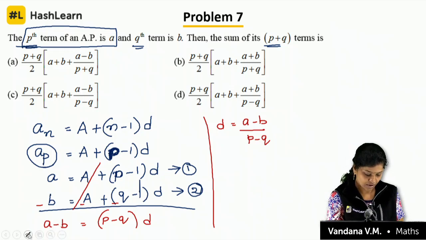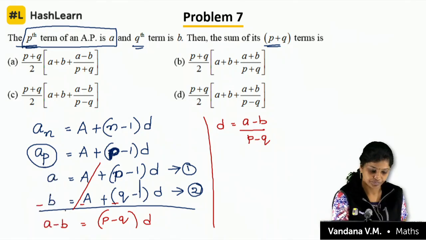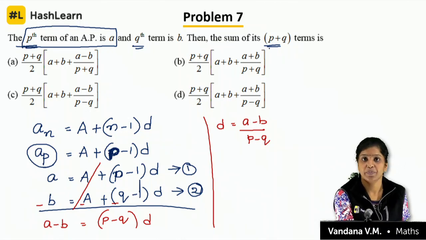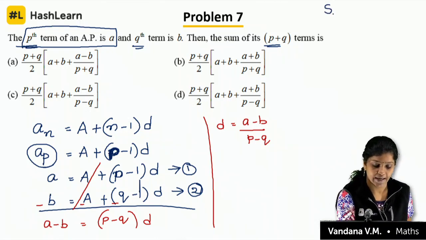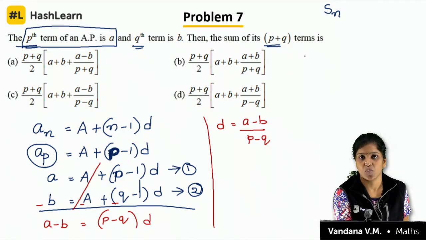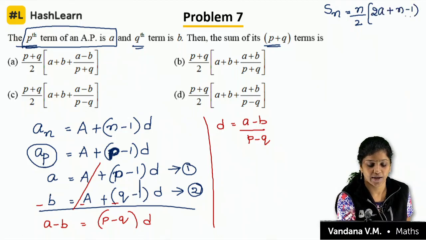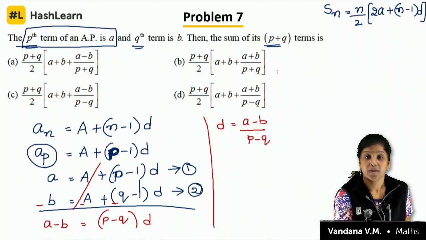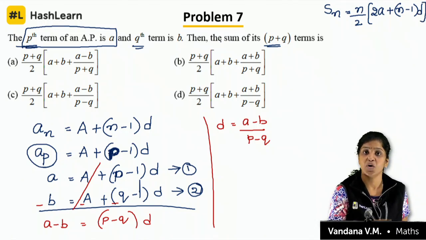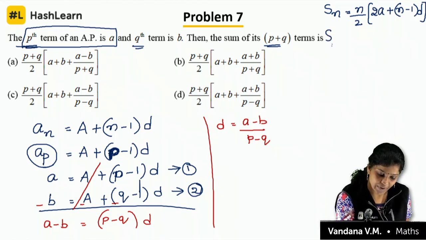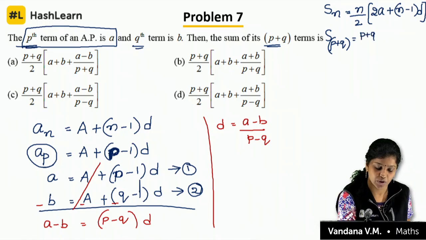But children, observe, what I actually have to find out is the sum of its p plus q terms. Sn, the sum of n terms formula, is what? Sn is equal to n by 2 into 2a plus n minus 1 into d. Now I would like to find the sum of p plus q terms, that is, in place of n, p plus q. So, p plus q divided by 2 into 2a plus n minus 1 into d.